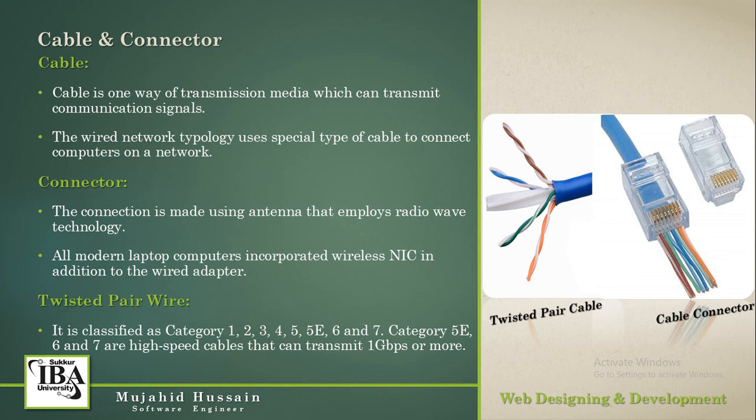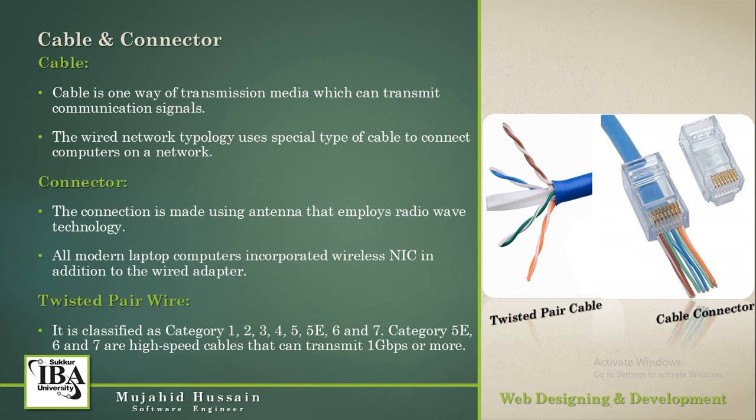Connector, the connection is made using antenna that implies radio wave technology. All modern laptop computers incorporate wireless NIC, network interface card, in addition to the wired adapter. Twisted pair wire is classified as category 1, 2, 3, 4, 5E, 6 and 7. Category 5E, 6 and 7 are high speed cables that can transmit 1 gigabit speed or more than 1 gigabit speed.